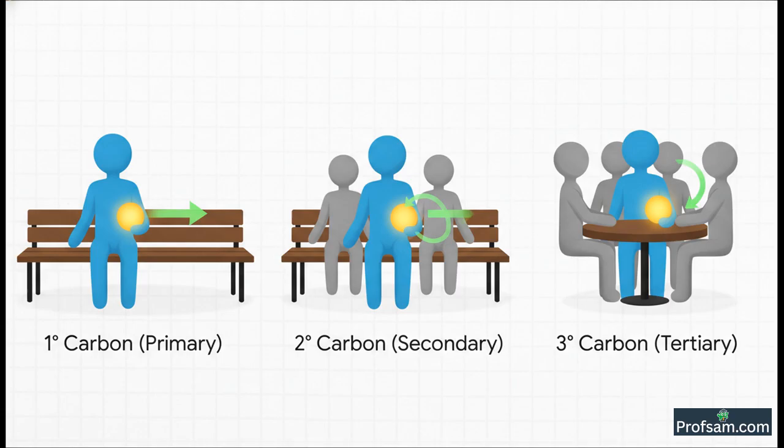A secondary carbon is like a person sitting in the middle of the bench, with 2 other bulky carbon groups on either side, blocking the way. And a tertiary carbon? That person is completely surrounded by 3 other bulky groups. The poor halogen is trapped inside a circle of atoms.